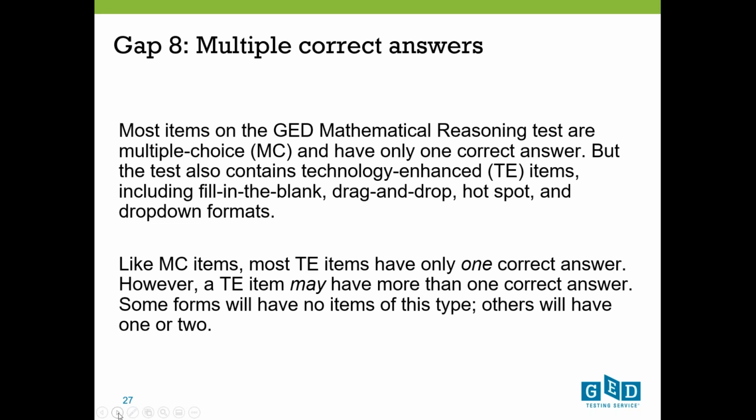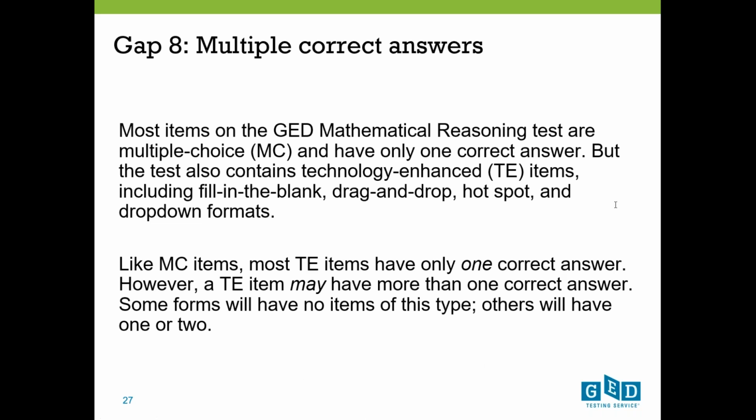This gap, multiple correct answers, is one that we've actually known about for quite a while. And it's not skill-based. It has to do with the type of item. And as you can see on there, most of the items on the GED math test are multiple choice. Obviously, a multiple choice item only has one correct answer. When test takers are taking the test, they can only click on one correct answer.